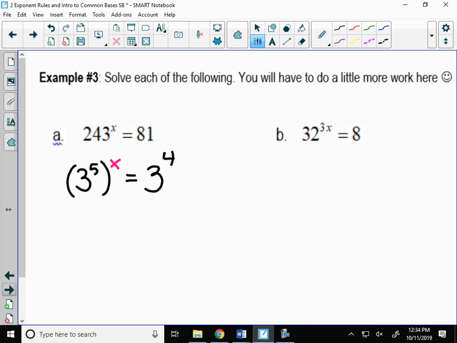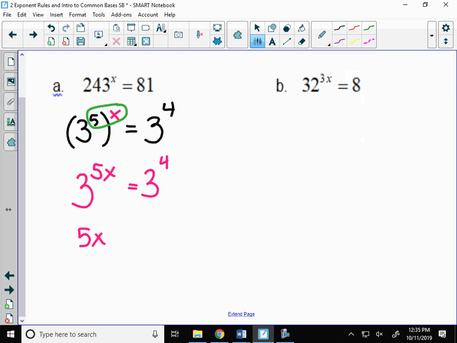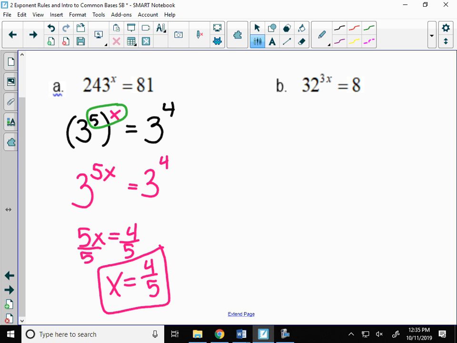X. Now we have to use exponent rules. What do I do with a power to a power? Multiply them. So really that left-hand side is 3 to the 5x power. I do want you to write all these steps down for now, because they're going to get harder. Now they have the same base, correct? So I can set 5x equal to the exponent of 4 and solve for x. X is 4 fifths.